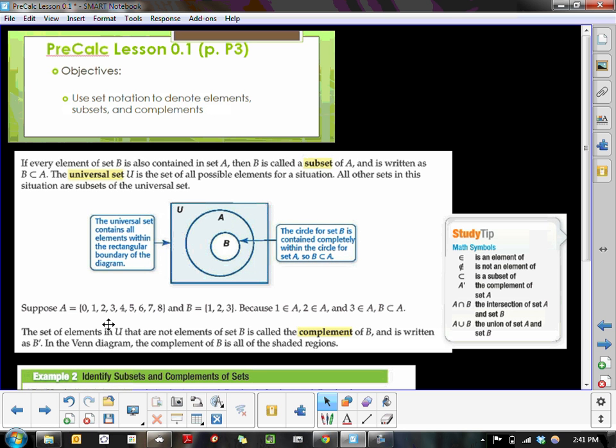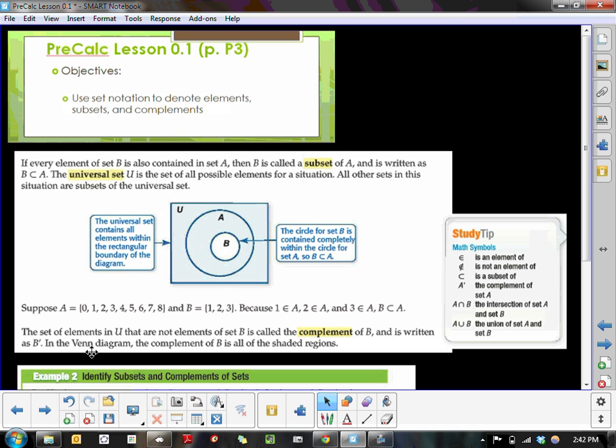Okay, so they got some more examples here. Suppose A contains 0, 1, 2, 3, 4, 5, 6, 7, 8, and also B is 1, 2, and 3. Because 1 is an element of A, and 2 is an element of A, and 3 is an element of A, that means B is a subset of A. So because all the elements in B are also in A, they are a subset. So basically B is a smaller set of what set A is comprised of. A has 1, 2, and 3 in it, so does B, so B is that subset.